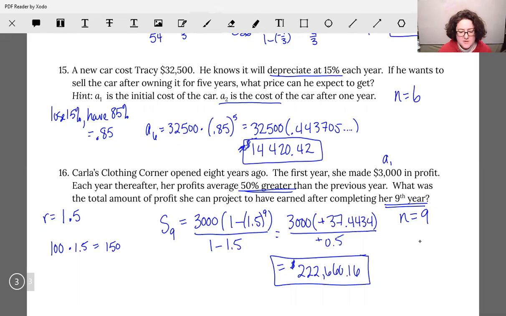So again, this is different than what you would get, or what she got, just that 9th year. If you calculate that out, you'd actually get $76,886.72, which is significantly lower than the sum of all those values.